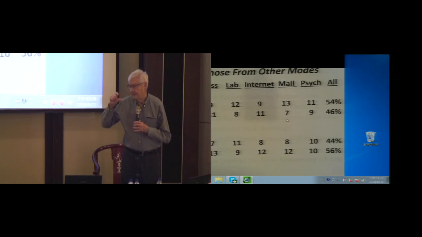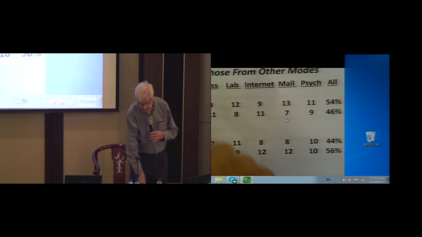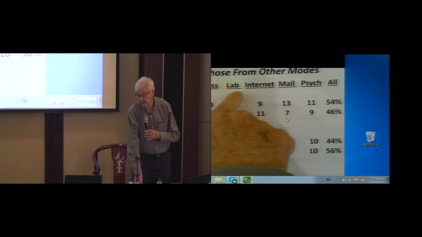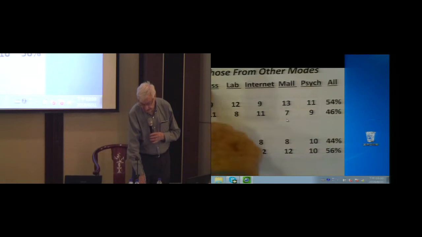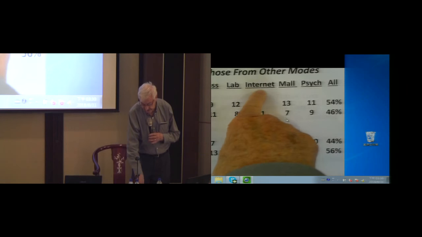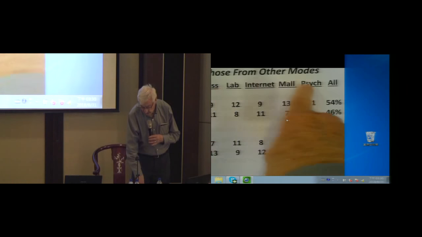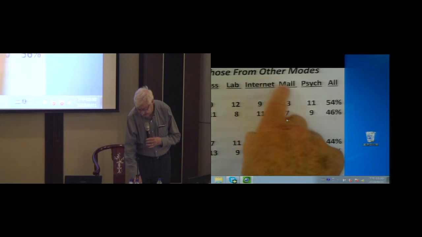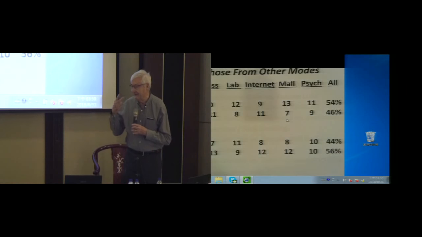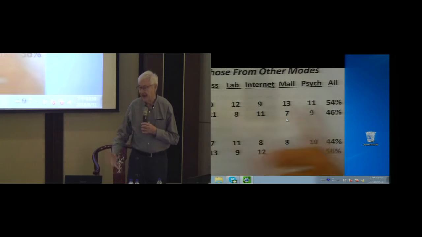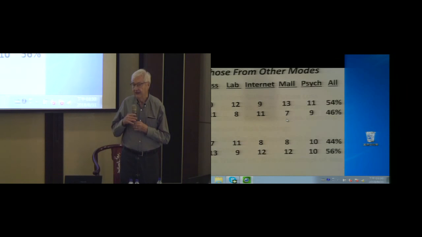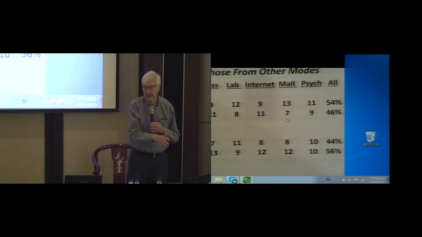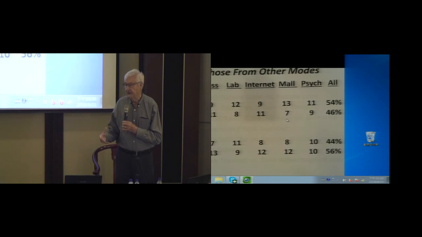So the classroom was compared for each question. The classroom was compared to the lab, the classroom was compared to the internet, and so forth. So you got 20 paired comparisons. And in roughly half of all those, the conclusion reached in one differed from the conclusion reached in the other.